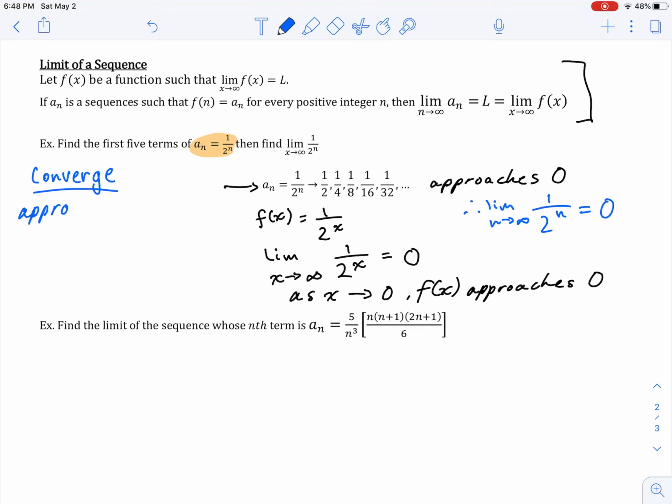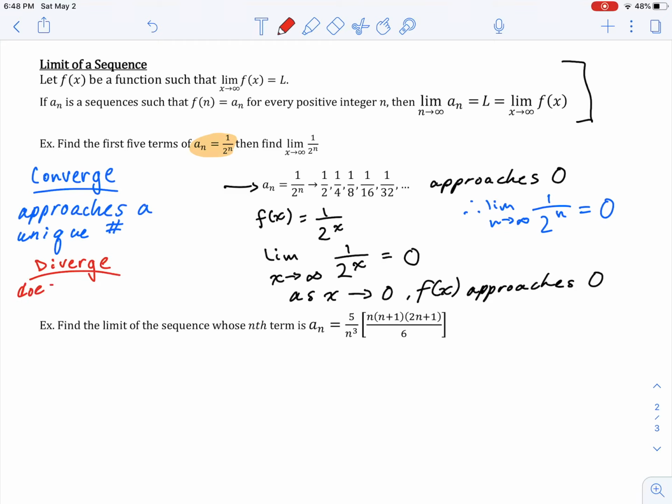Convergence means a sequence approaches a unique number, a specific value. In this case, that value was 0. A sequence that does not converge to a unique number and does not have a limit is said to, let's do this in a different color, diverge.